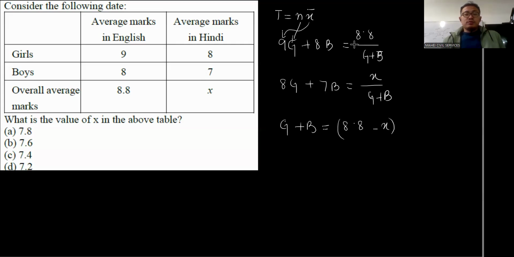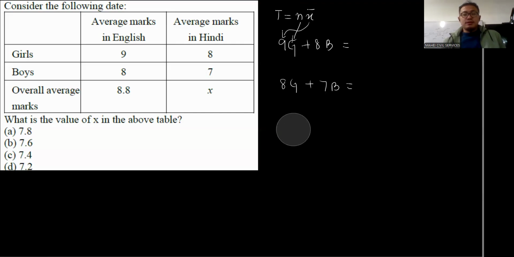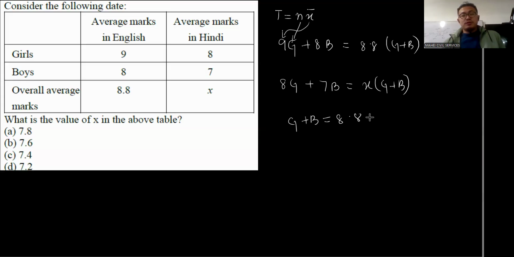This is equal to 8.8 into Z plus B, divided by Z plus B. This is X times Z plus B. Subtract, so Z plus B is equal to 8.8 minus X times Z plus B. So X is equal to 8.8 minus 1, which is equal to 7.8.